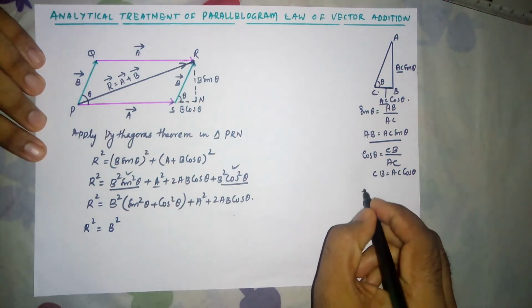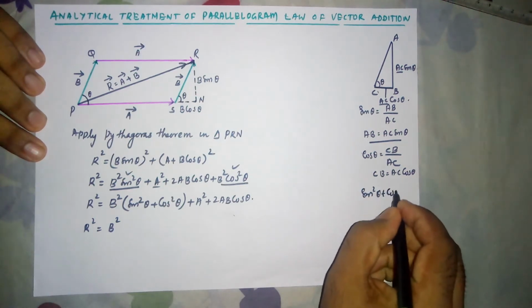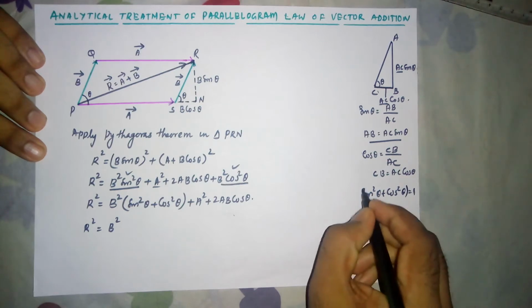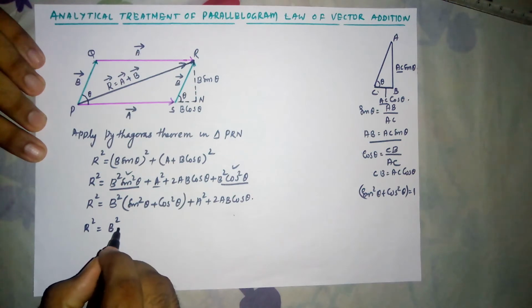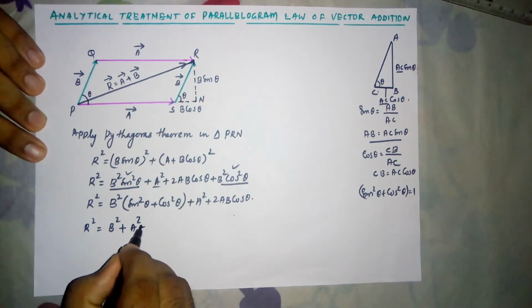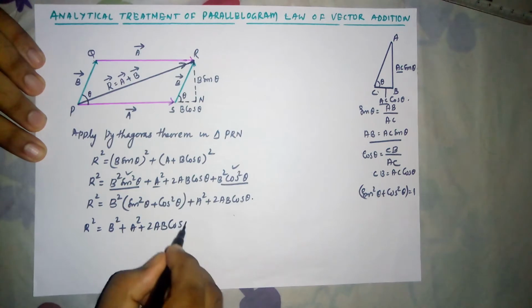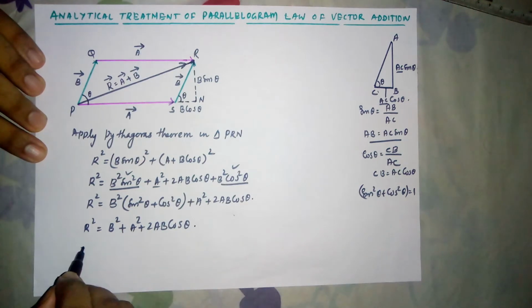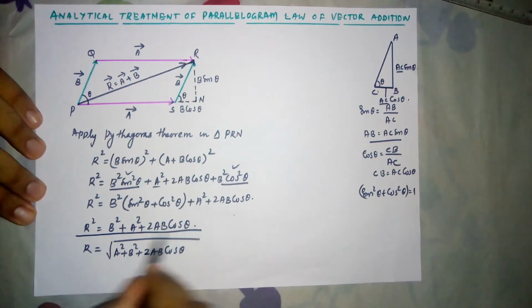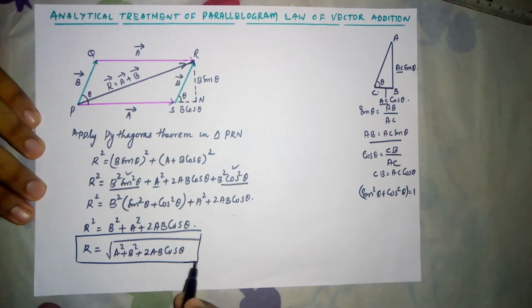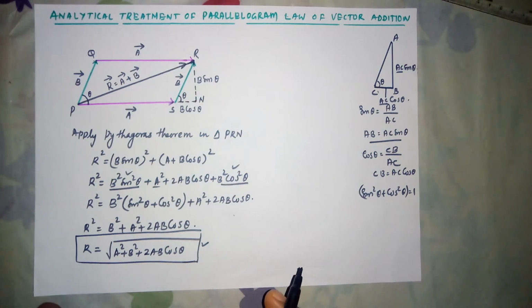is equal to 1. That is a trigonometric relation: sin square theta plus cos square theta is equal to 1. That you have to remember. So this term will become 1, and B square into 1 is B square, plus A square plus 2AB cos theta. This is R square, so R is equal to the square root of A square plus B square plus 2AB cos theta. So this will be the value of the resultant. By using this equation, we can find out the value of the resultant.